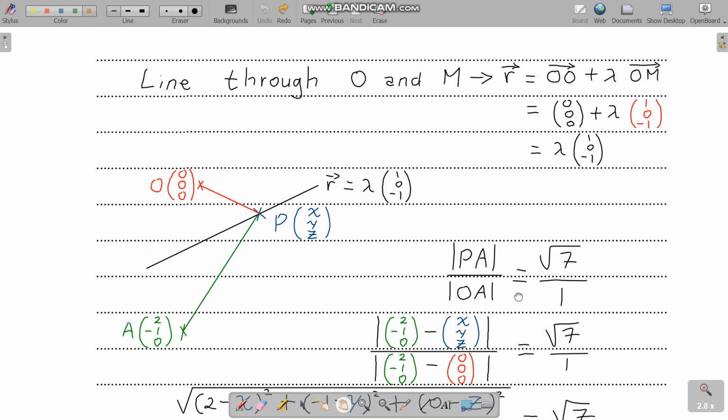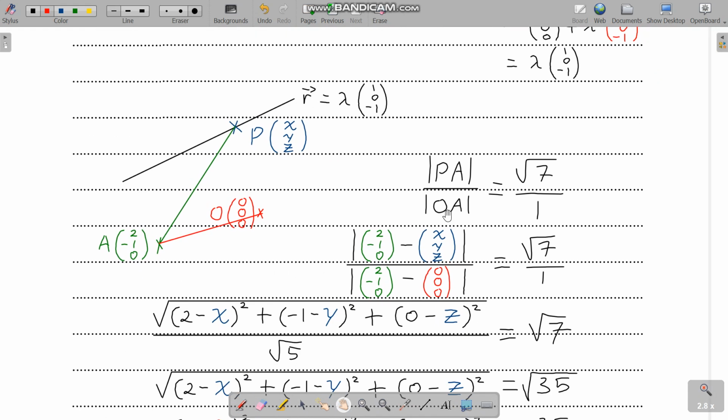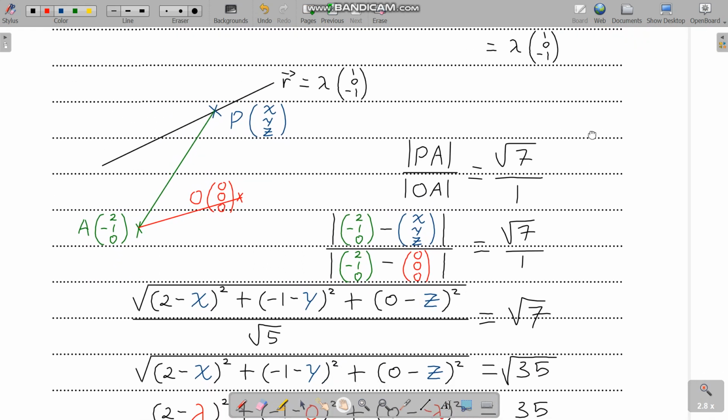Actually it's PA is to OA, not OP. Let's say OA is around here. It's supposed to be shorter. Okay, so let's say this is OA. So the ratio PA is to OA is root 7 is to 1 from the previous part.